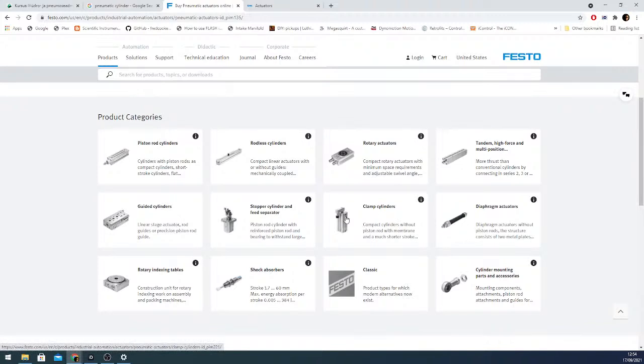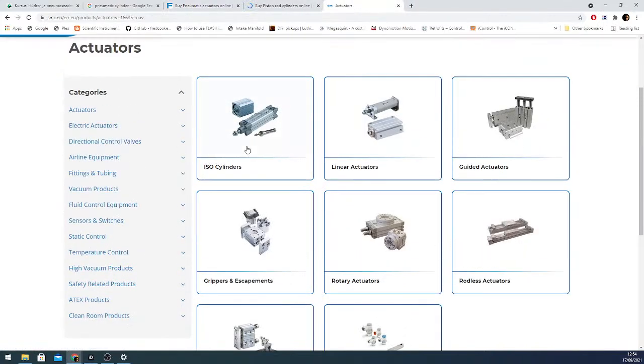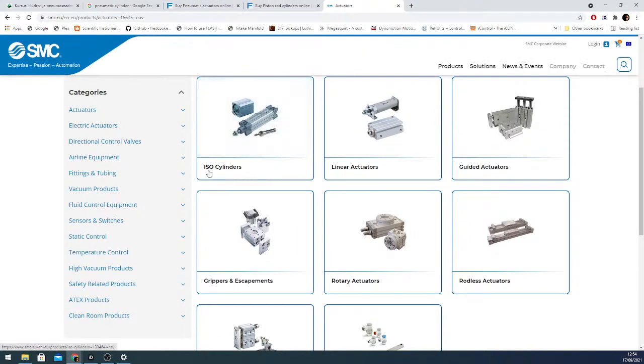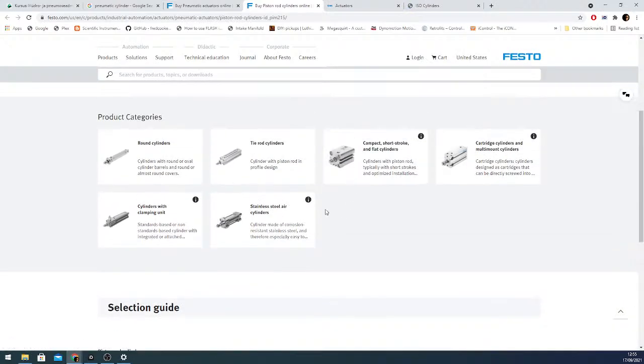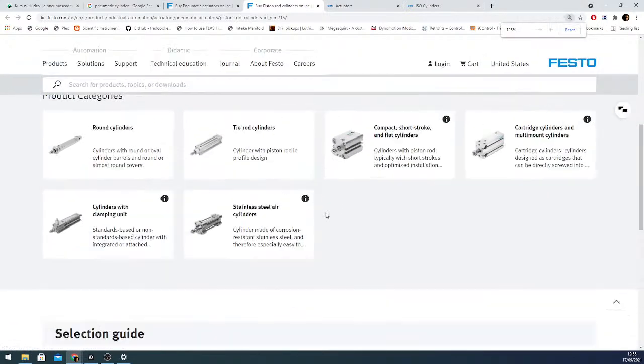Yeah, there are differences there, but the usual most common cylinder is piston rod cylinders. So if you're going through those catalogs and you're looking for the most common cylinders, it's the piston rod cylinder. And for example, here we can see, in the SMC catalog, it's called ISO cylinders. Now, piston rod cylinders, I hope I can zoom in a little bit.